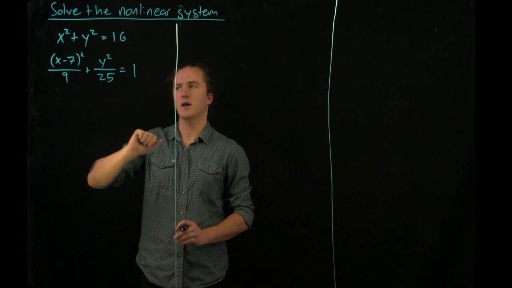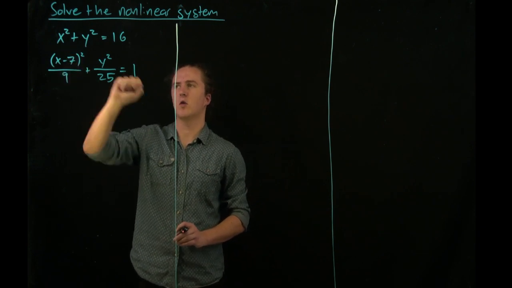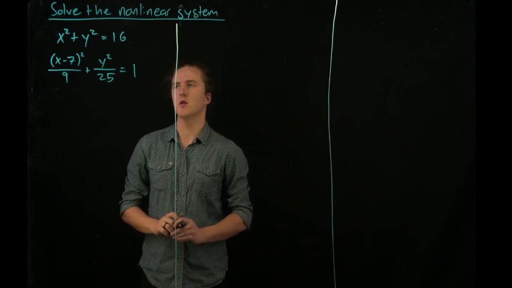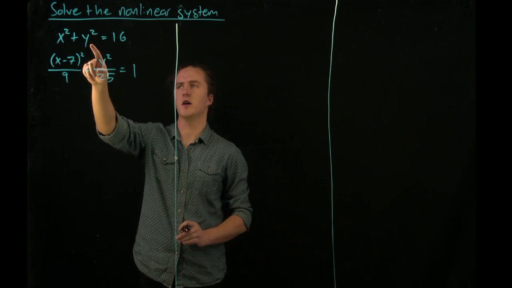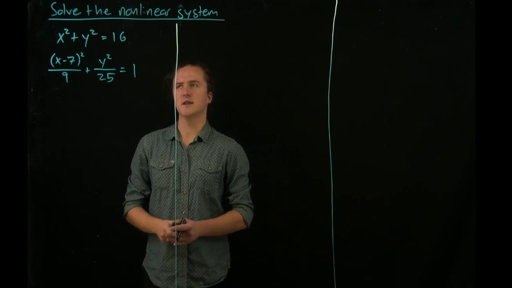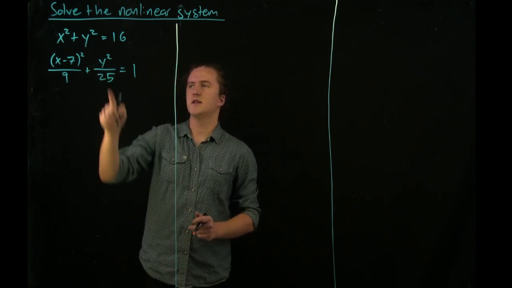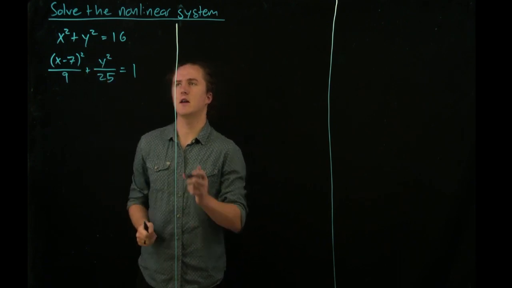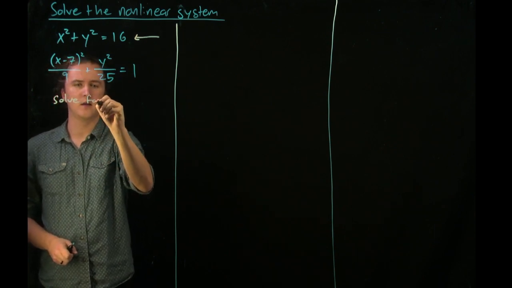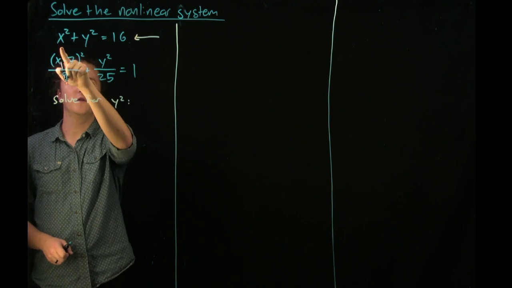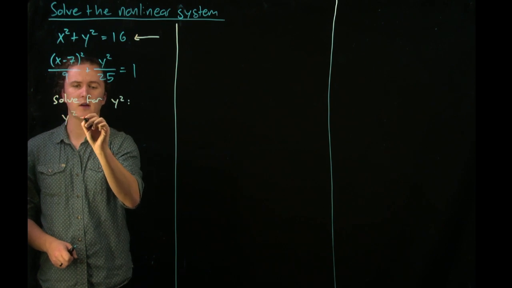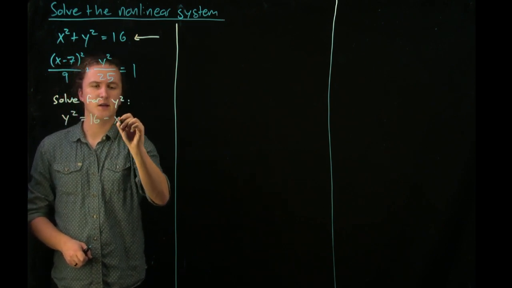Solving the nonlinear system, again, means that we want to find all pairs x and y that satisfy both of these equations. And we have a couple methods in our tool belt to do so, but it turns out that since we have this y squared by itself and this y squared by itself, substitution will probably be the easiest method. Since this y squared is not next to anything else, I can solve for it in the following manner. I move this x squared to the other side, leaving me with the equation y squared is equal to 16 minus x squared.